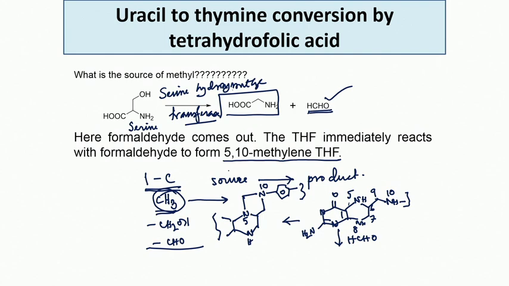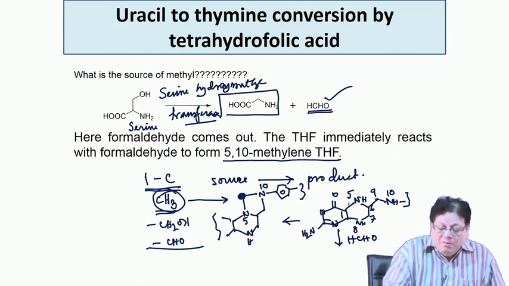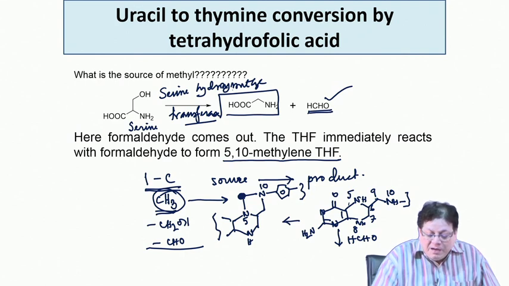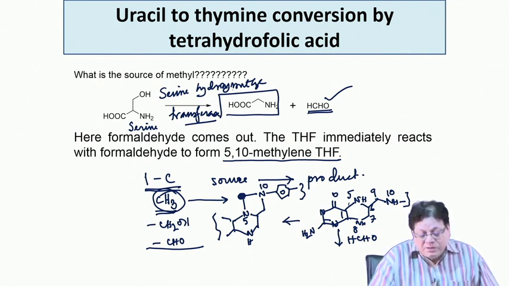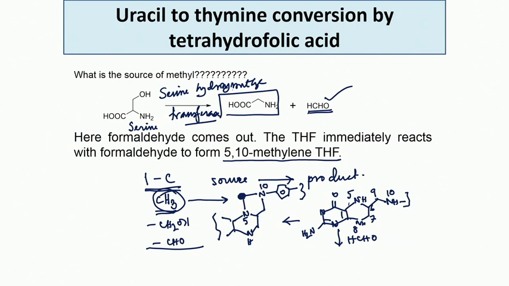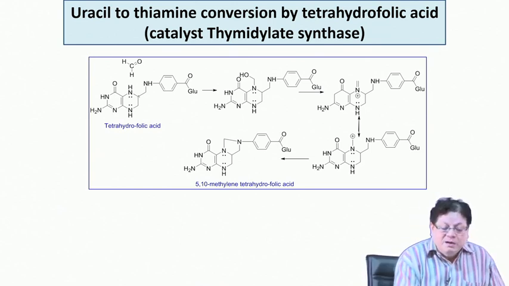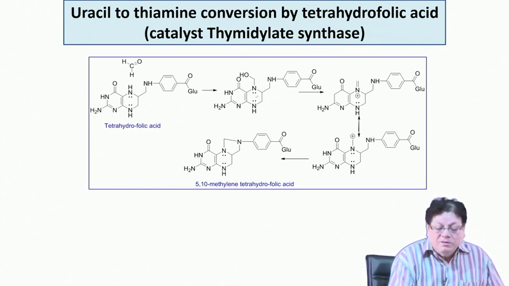5,10 methylene tetrahydrofolate, and so this is the source of your 1 carbon unit, okay. But this is not the end of the reaction. First, it is a coupled reaction. Serine hydroxymethyl transferase breaks it up into formaldehyde. That formaldehyde reacts with the tetrahydrofolate forming 5,10 methylene tetrahydrofolate. The next set of reactions, I think this is the mechanism of formation of the 5,10 methylene.